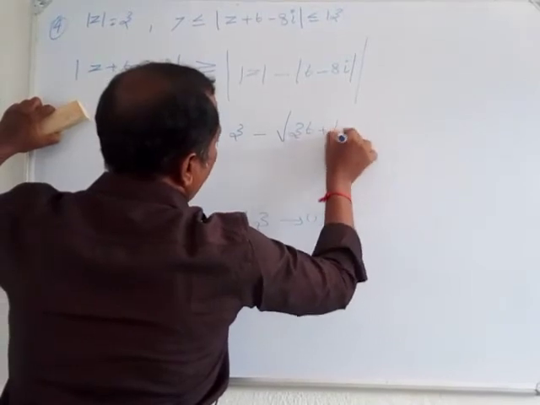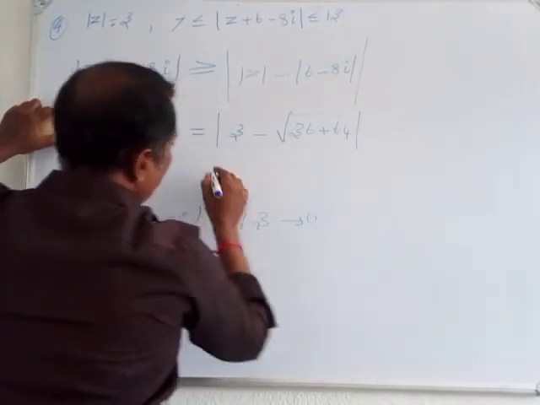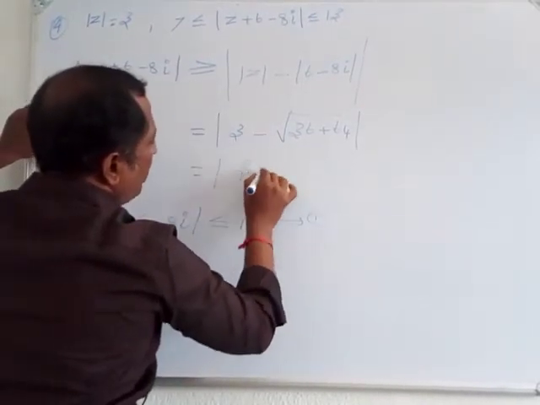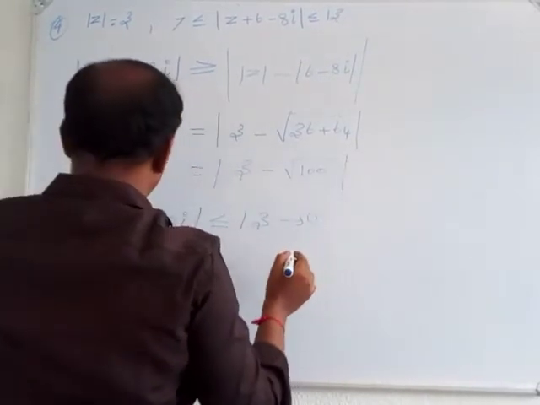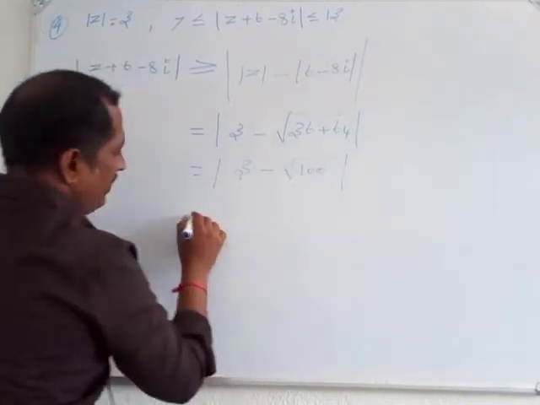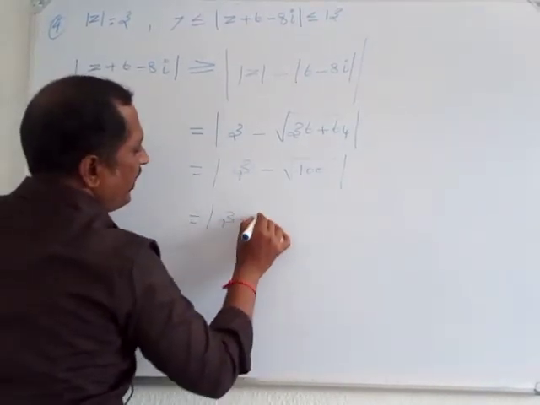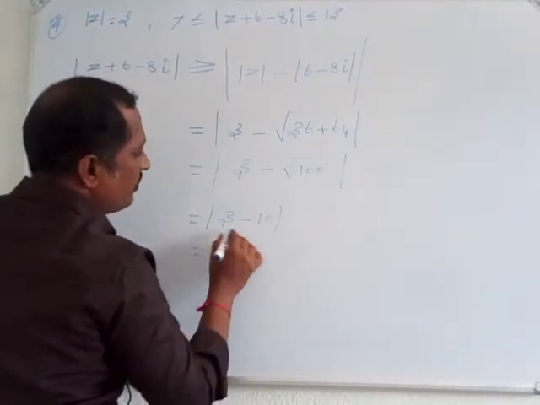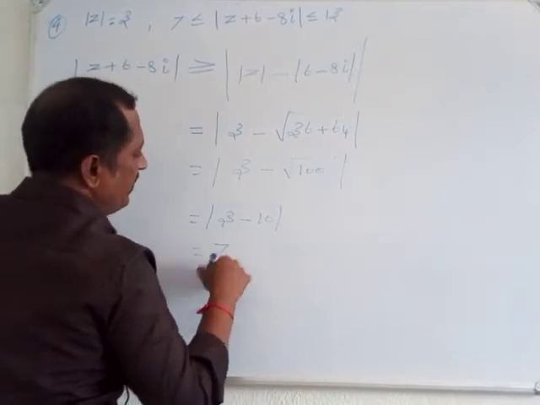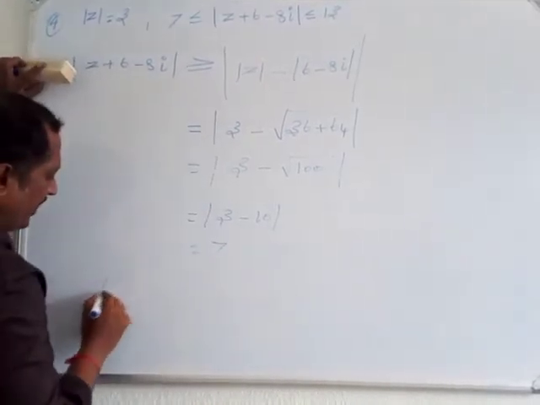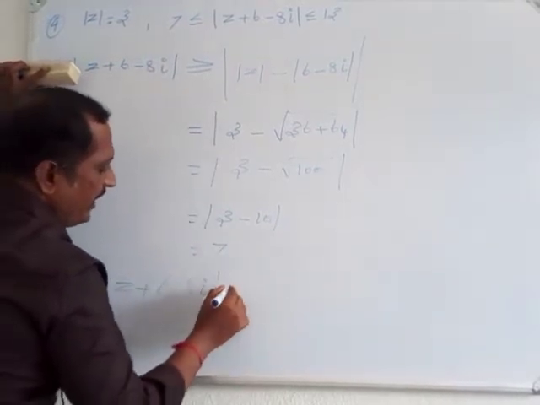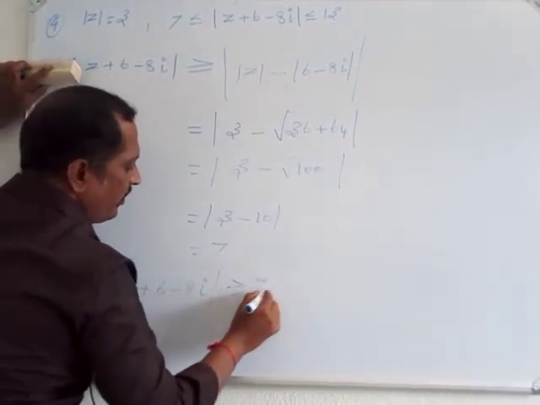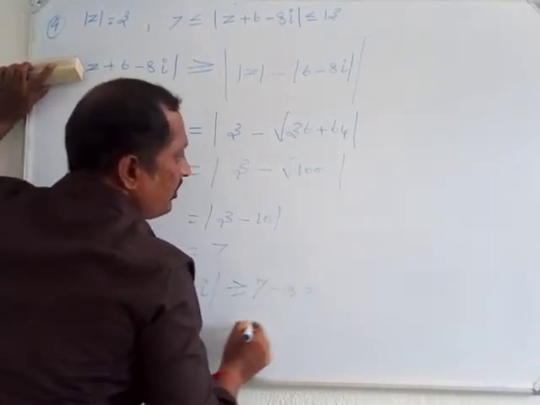So which is equal to modulus of z value 3 minus root of 6 square is 36 plus 8 square is 64. So which is equal to modulus of 3 minus root of 100, which is 10. Which is equal to modulus of 3 minus 10, which is equal to minus 7, and the modulus is 7. So the second condition is modulus of z plus 6 minus 8i is always greater than or equal to 7. This is called equation number 2.